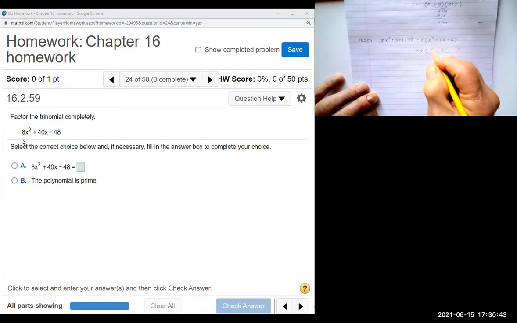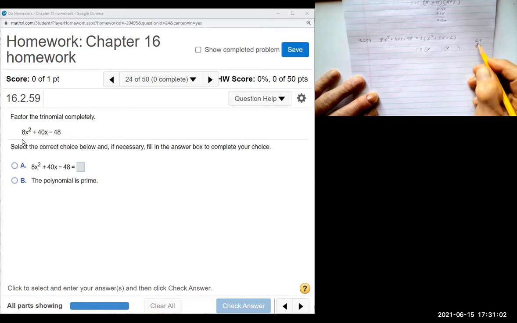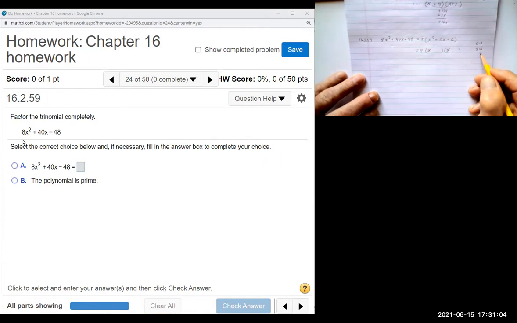If it factors, it will be into two binomials. First terms would be x and x. Now factors of 6 are 6 and 1, 3 and 2. Which pair might give me a sum or a difference that's 5? Well, 3 and 2 adds to 5, and 6 take away 1 is 5. Let's try 3 and 2.